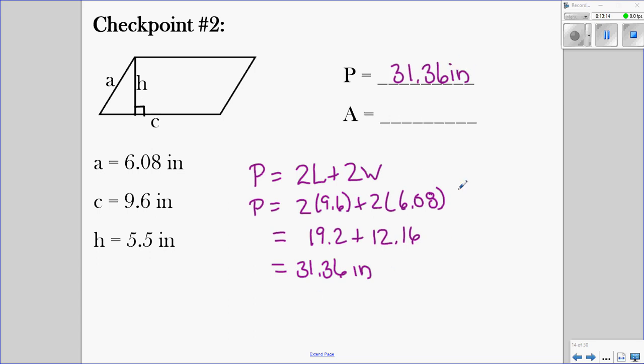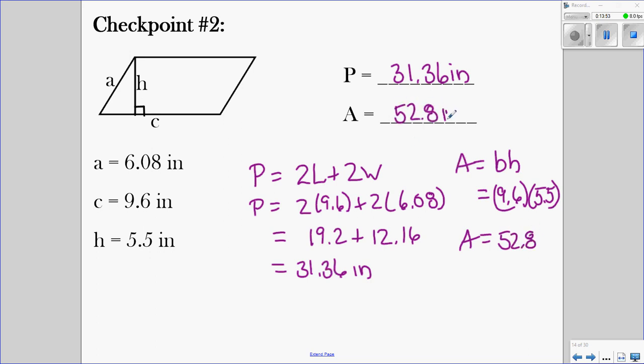And then for the area, it's base times height, since it's a parallelogram. So the base is C, 9.6, and the height, 5.5, not A. This A is not the height. Height means vertical. So please be careful, because it's bound to happen that someone will use the side of the parallelogram as the height. No. Okay, so let's continue and find our area, which is 52.8 square inches.